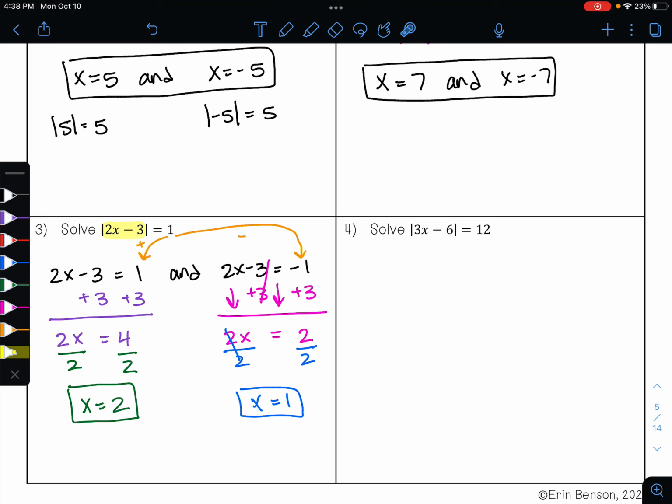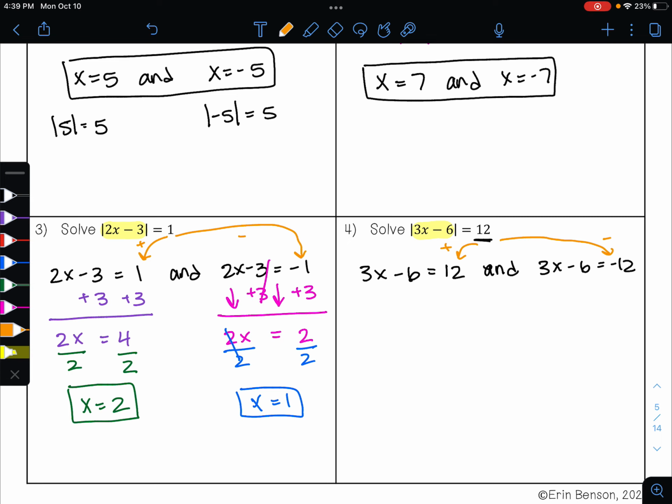Go ahead and pause the video and try example 4. It's very similar to example 3. So what you're going to do on example 4 is take what's on the inside of our absolute value symbols, and you're going to set that equal to both the positive and negative of what you have on the outside. So I'll have 3x minus 6 is equal to positive 12. And I'll have 3x minus 6 is equal to negative 12. Again, you're just taking this number and setting one to the positive and one to the negative.